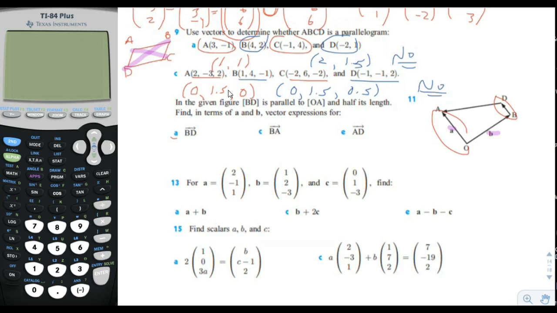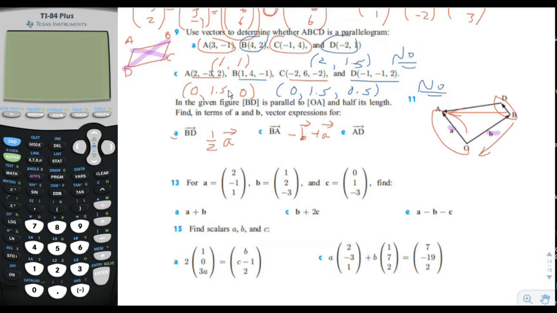Well, they already said vector BD is parallel to OA and it's half its length, so we could say it's equal to 1/2 A. What about vector BA? Vector BA is this diagonal here. We could get vector BA by combining vector B and vector A, right? So we could do a negative of vector B, because that would put us there, and then positive vector A.